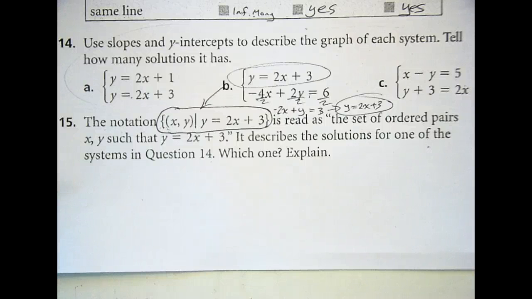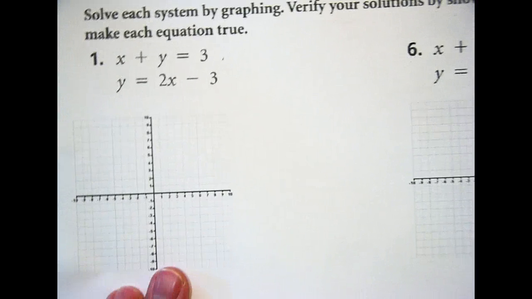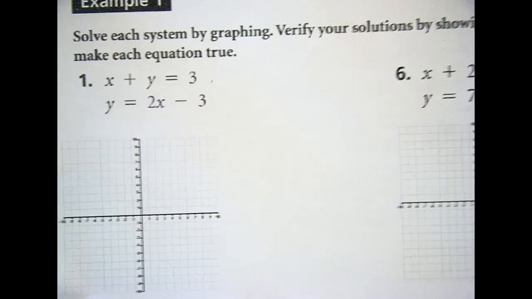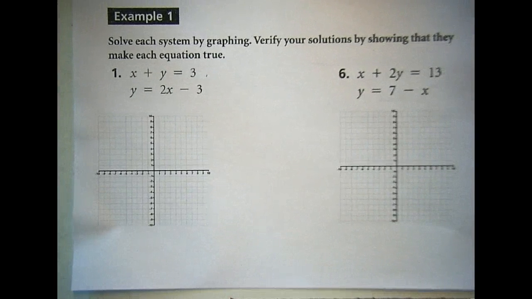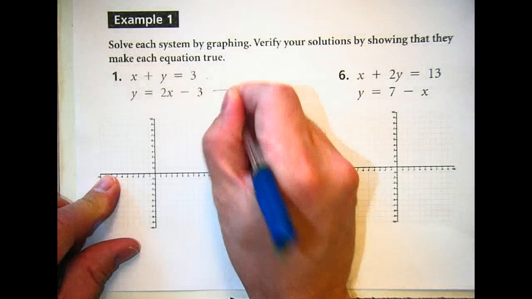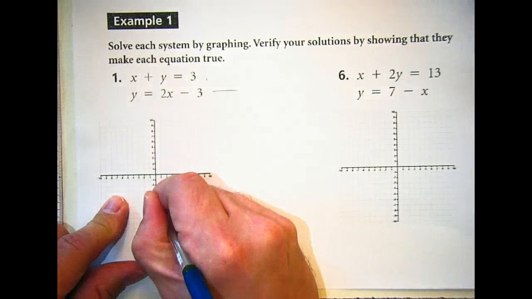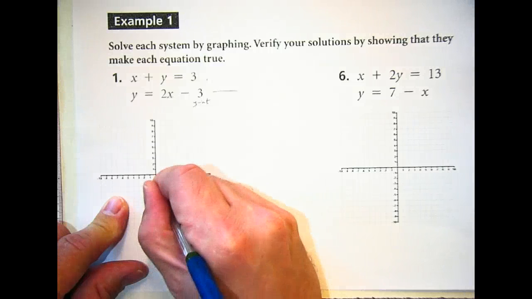Okay, I want to try some problems together. The group, you have some grids. These are right off your assignment today. So this is example 1, number 1, you're going to put them in your notes. I want you to try 1 and 6 together, your groupies. Okay, so I'm going to graph this one right here. Go down to negative 3 in the y-intercept there. Go up 2 over 1.